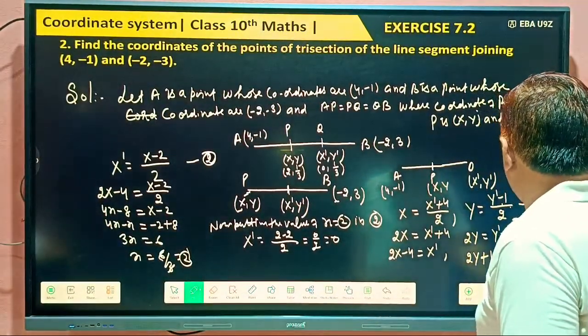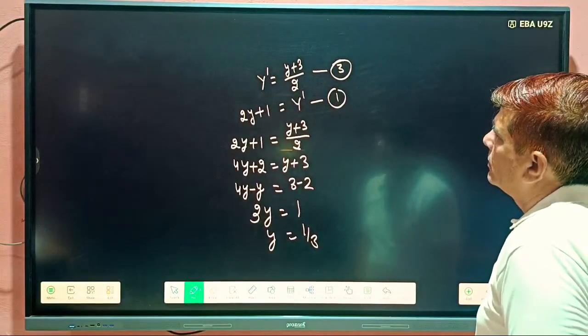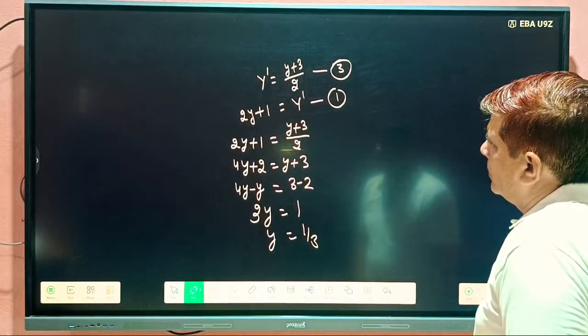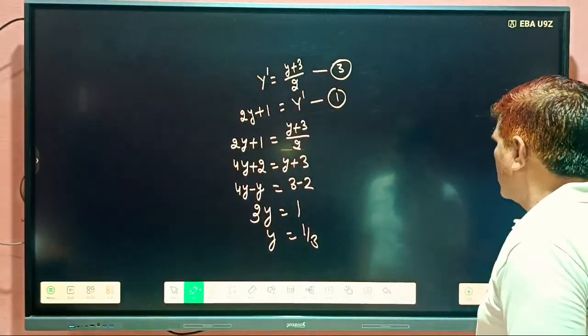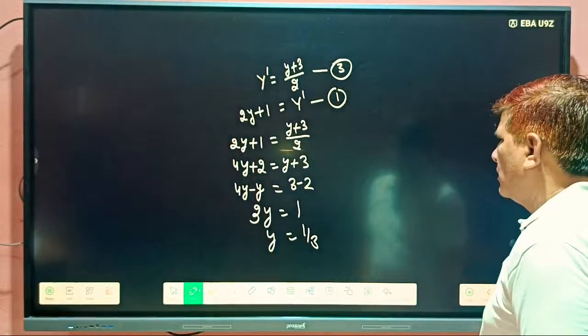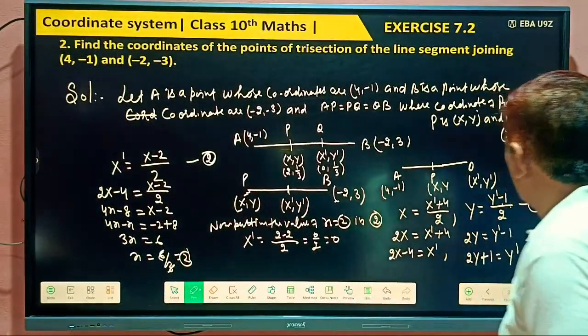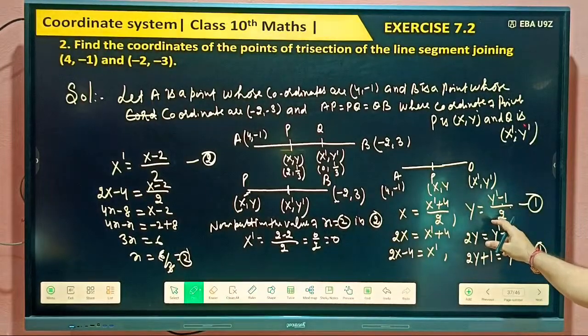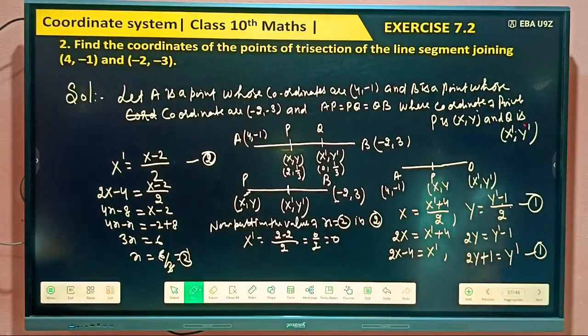So how much is this? Check one time. 3 minus 2. So check one time, what has it become? 2y plus 1 is equal to y dash. So y dash plus 1 is equal to y, 2y, y minus this. So this came or not?